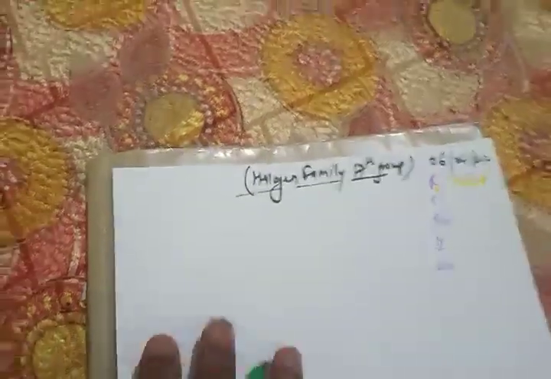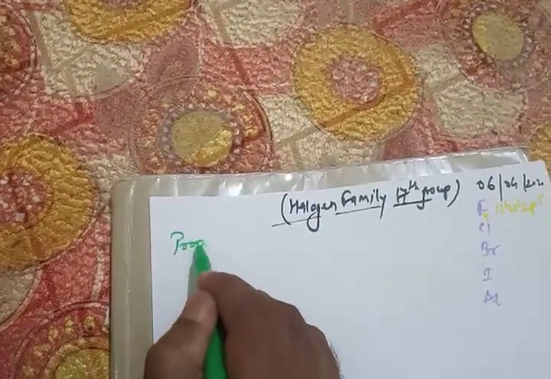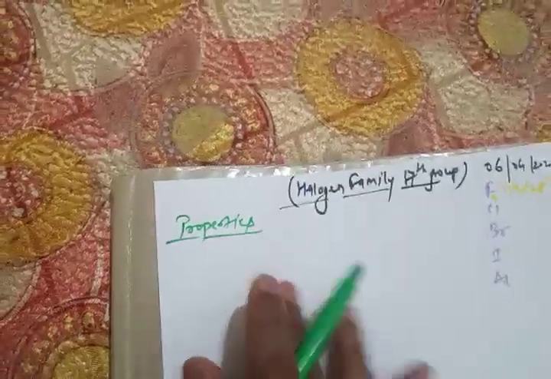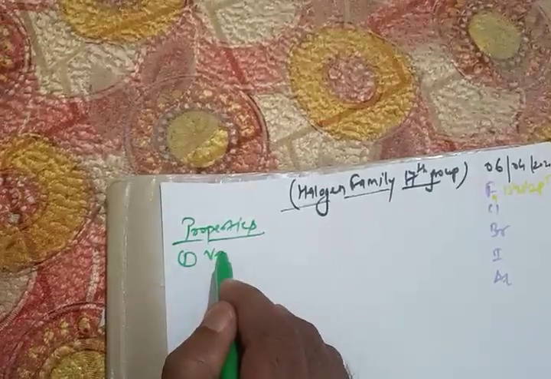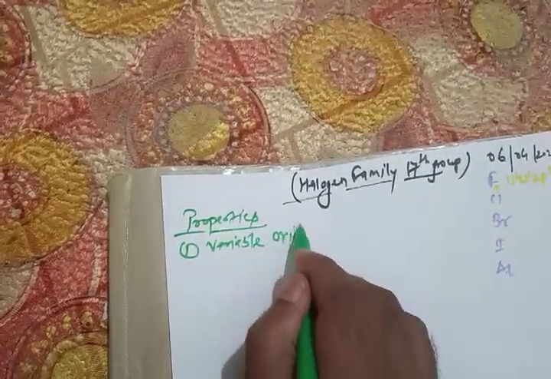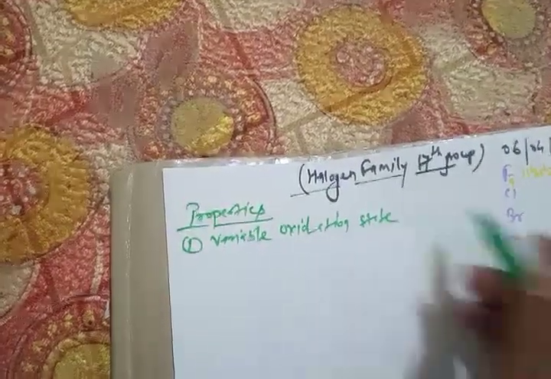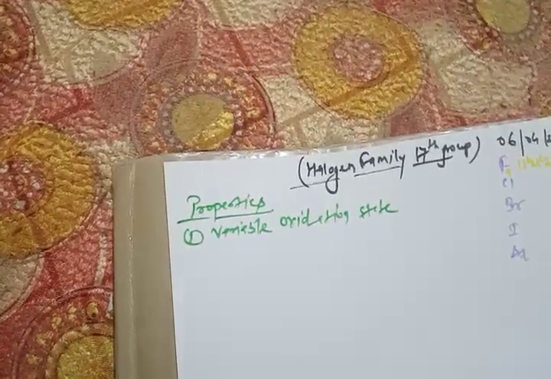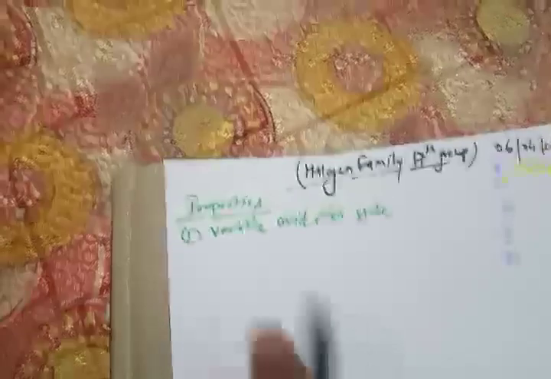We'll start the discussion with the properties of halogens. So the very first property is variable oxidation state. As we had discussed in our previous lecture, the variable oxidation state. So how will we find it?